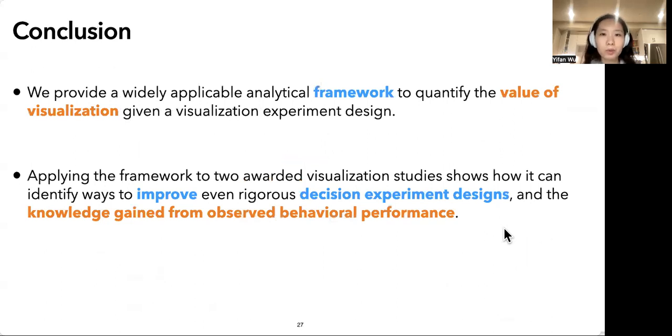So to conclude, we provide a framework to quantify the value of visualization given a visualization experiment design. And by applying our framework, we can identify ways the experimenter can improve decision experiment designs, and also improve the knowledge gained from observed behavioral performance.